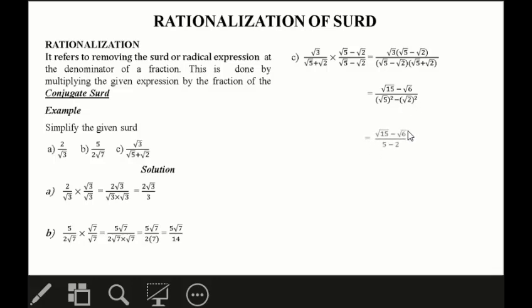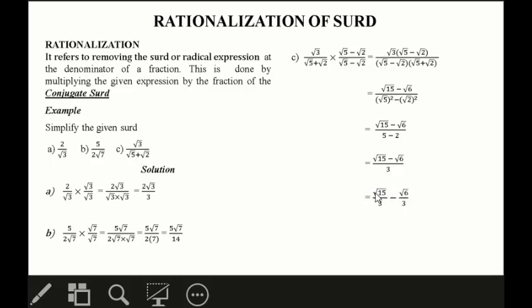Good. Then the next part is we still maintain root 15 minus root 6 on top of our numerator fraction. Then the root of 5 all square will give us 5, and the root of 2 all square will give us 2 with our negative sign in between the two expressions. So 5 minus 2 is going to give us 3. Then we have the root of 15 minus the root of 6 all on what? 3.